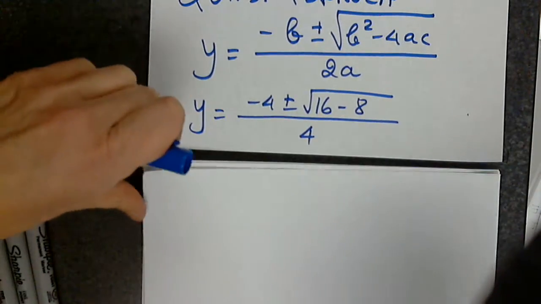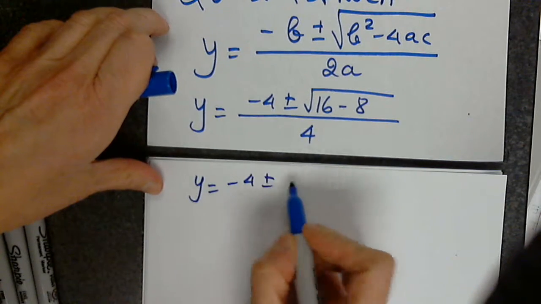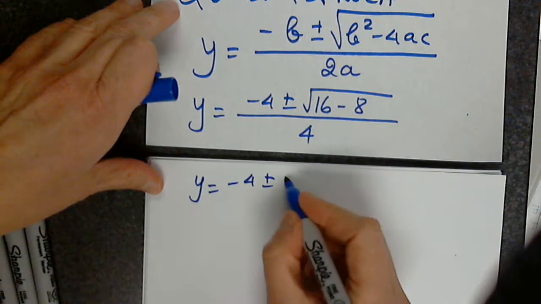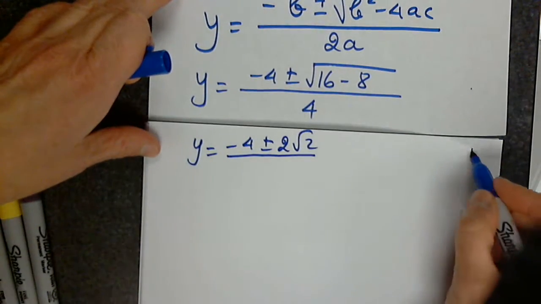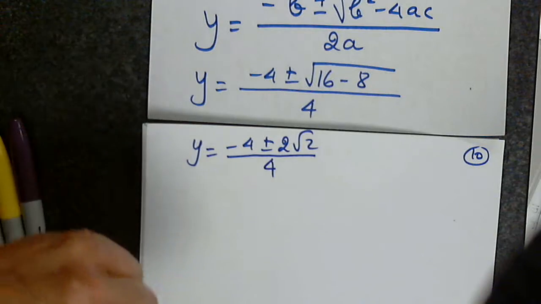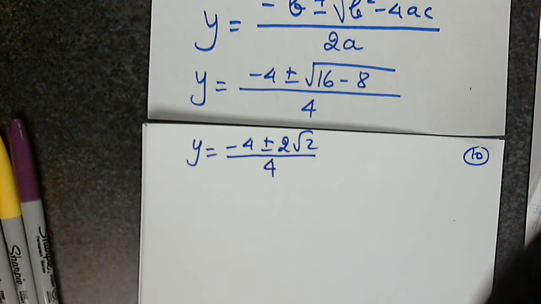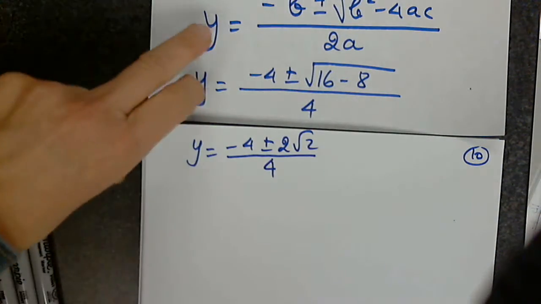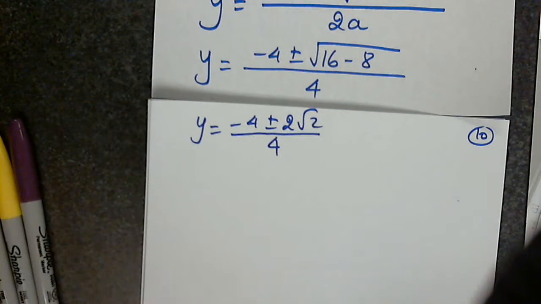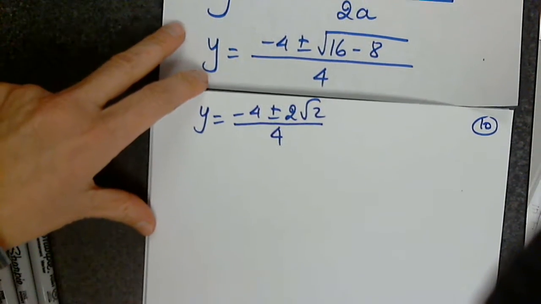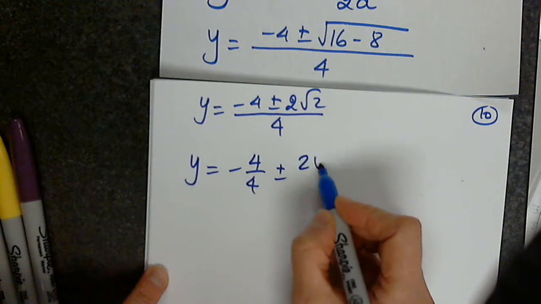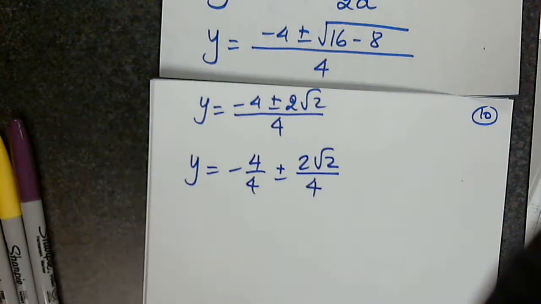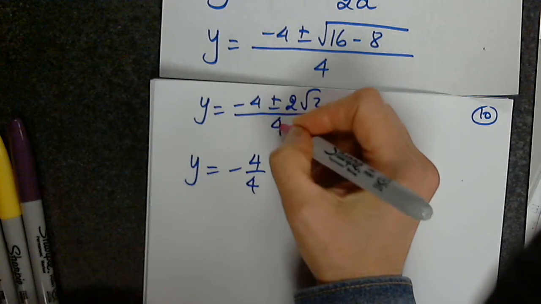So this is y equals negative 4 plus or minus the square root of 8, which is 2 the square root of 2. No, the square root of 8 is not 2, but 2 the square root of 2. Yes, I agree. Over 4. I will separate the solutions, the fraction or factor, whatever you want to do. This is one option: negative 4 over 4 plus or minus 2 the square root of 2 over 4. It will be a terrible mistake to simplify this with this or this with this.